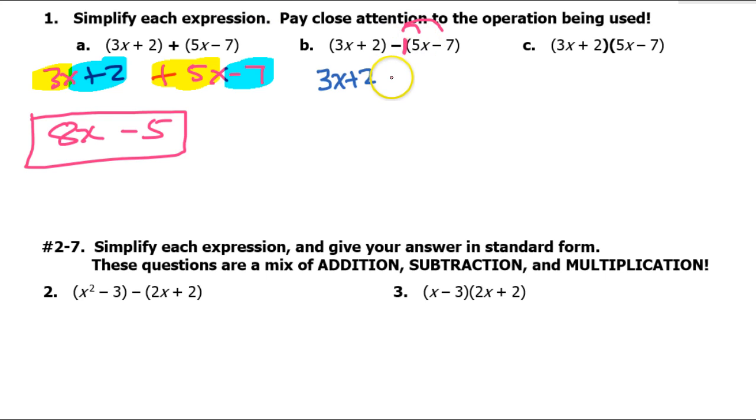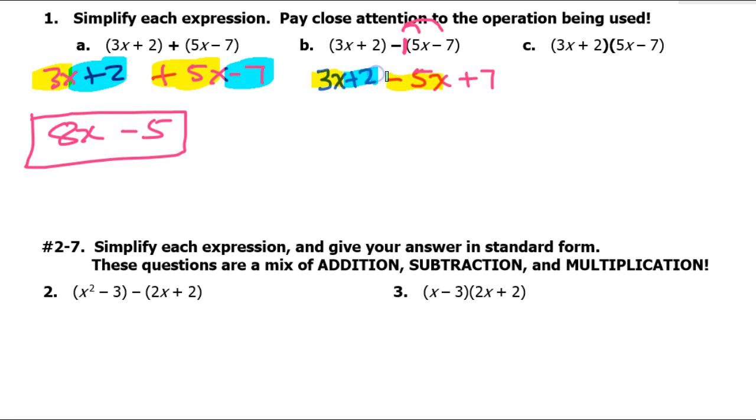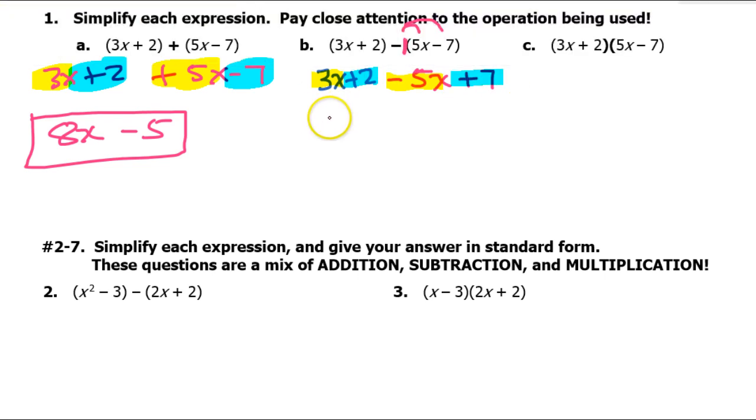But negative 1 times 5x is negative 5x. And negative 1 times negative 7 is positive 7. So don't forget to distribute the minus sign. After that, we're back to combining like terms. So putting the 3x and the negative 5x together, and putting the 2 and the 7 together, that's going to give me negative 2x plus 9 for the final answer.